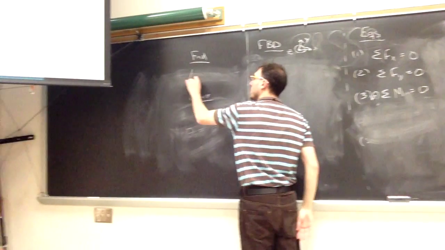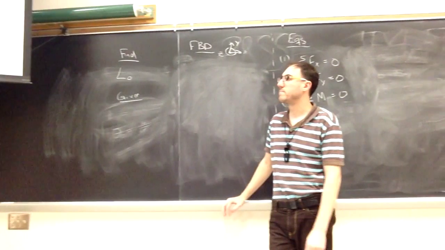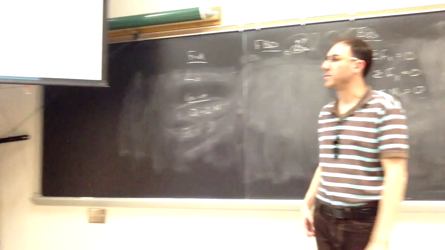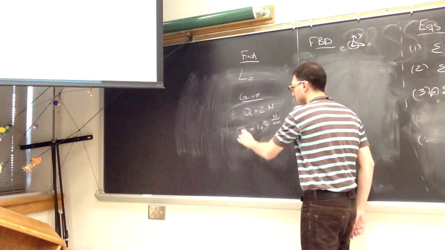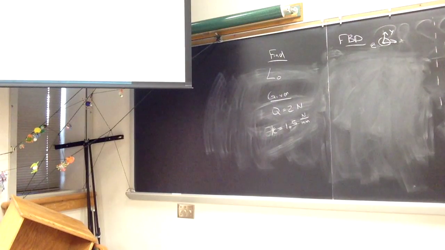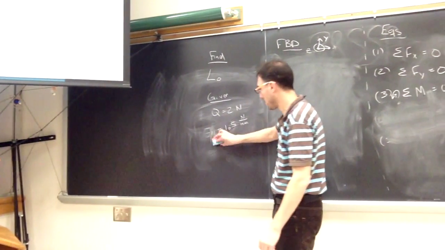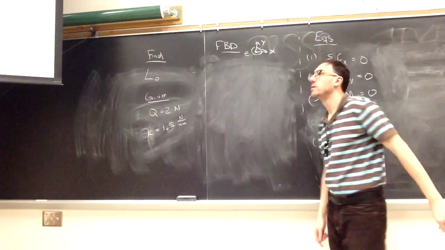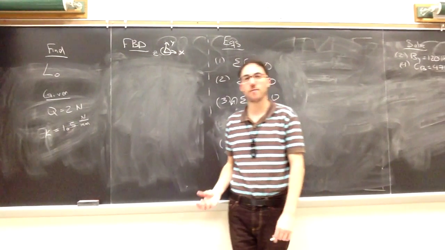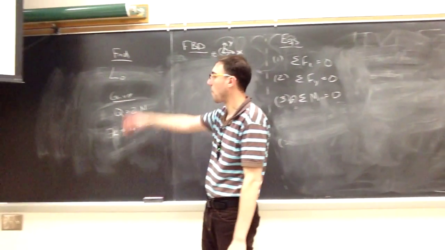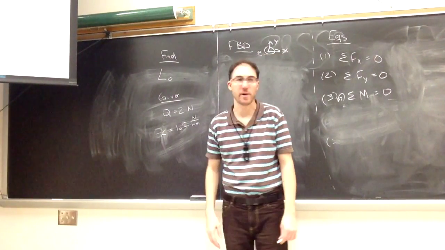We want to find L naught, again, the original length of that spring that goes from A to E. We want to exert 2 newtons of force in order to switch the light off. The spring that we've chosen for this application has a stiffness of 1.5 newtons per millimeter. What do we want to choose to be the object in our free body diagram if we're looking for what the original length of this spring should be?